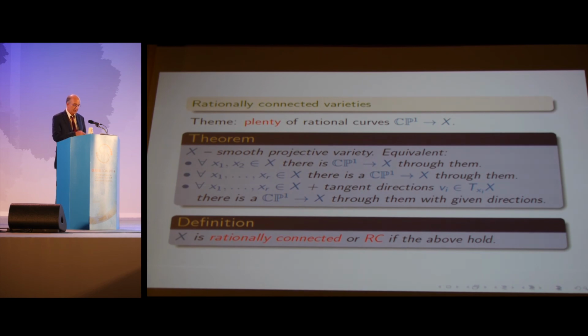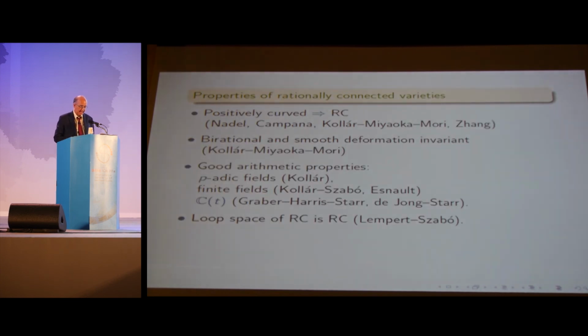In topology, you have no problem drawing a curve that passes through any number of points, and this is the class where you can do this with rational curves inside algebraic varieties. Now, it turns out there are lots of nice properties that rationally connected varieties have that you wouldn't have thought to start with.